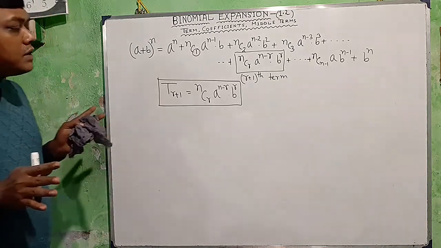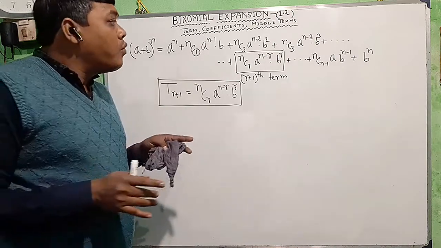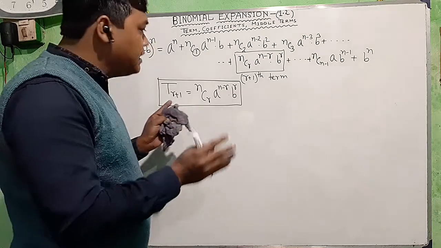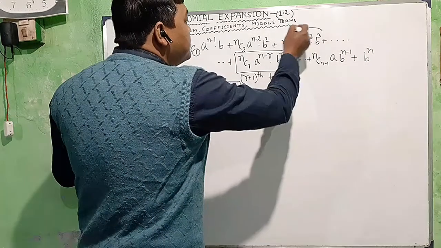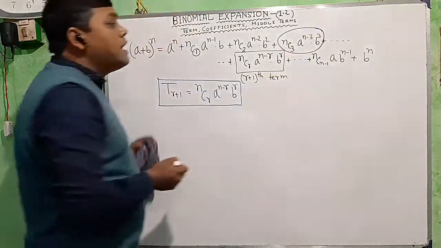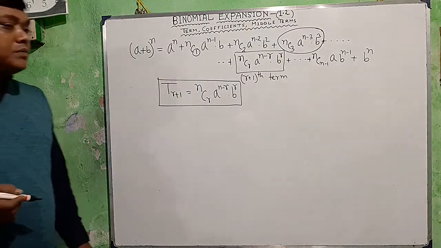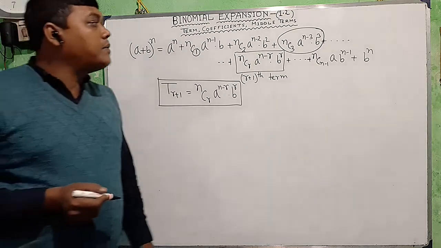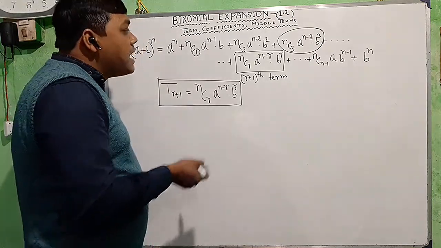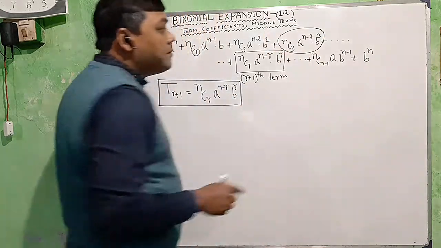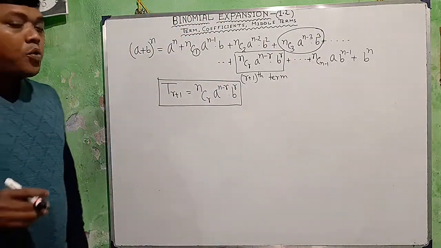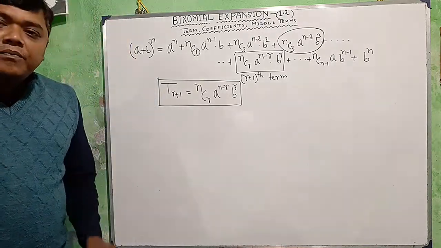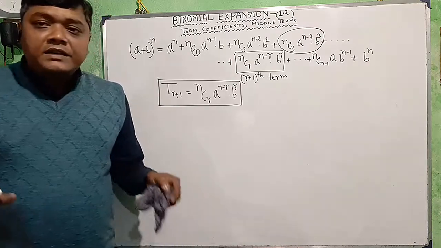Someone asks you what is the fourth term of the expression? Of course, if you expand it, the fourth term is nC3 a to the power n minus 3 b to the power 3. If you are asked for the fifth term, it is nC4 a to the power n minus 4 b to the power 4, where the values of a and b are also provided. So let us solve some problems, then it will be clear to you.